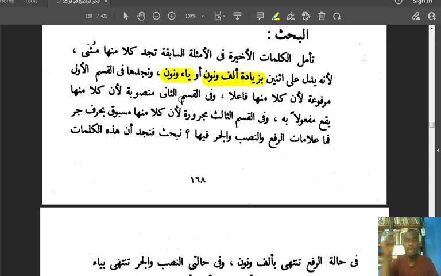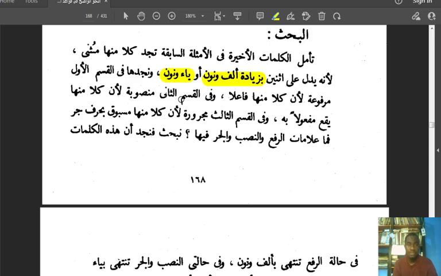So if any word refers to two things by adding alif and nun to the letter or yai and nun to the letter, then the word is called muthanna. If a word refers to two things but it doesn't have the increment alif and nun or yai and nun, we don't call it muthanna.